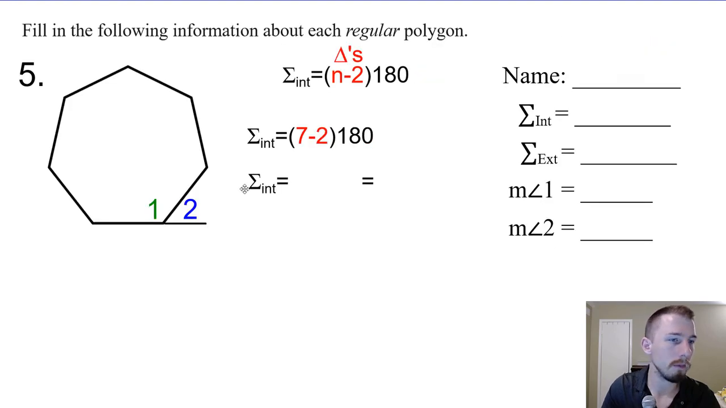Good job. Number 5, fill in the following information for the regular polygon. Again, what makes something regular? It's the pretty ones, the ones with all the symmetry, the ones that have the same number of lines of symmetry and also have rotational symmetry.